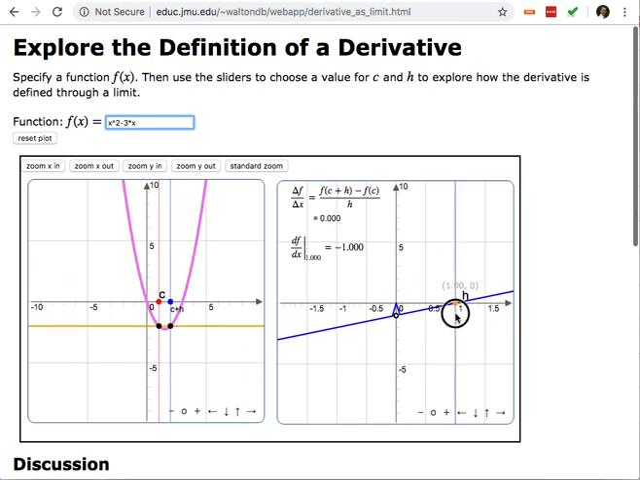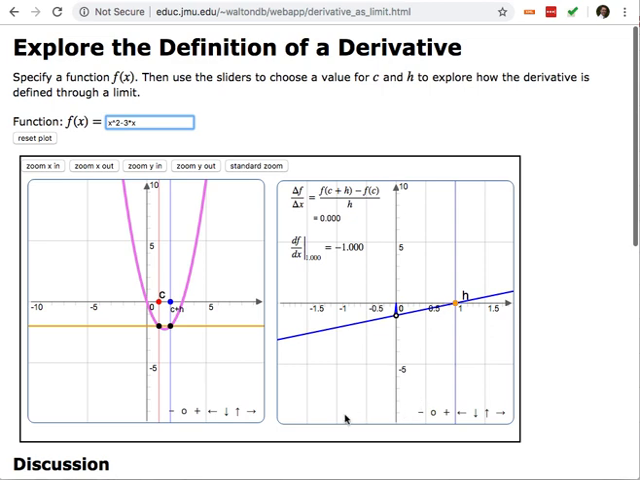So where I started was at h equals 1, and so we can see that this blue point is 1 unit to the right of c. So we're sitting here at 2. And it draws a line. This is called the chord or the secant line between the 2 points f of c and f of c plus h.